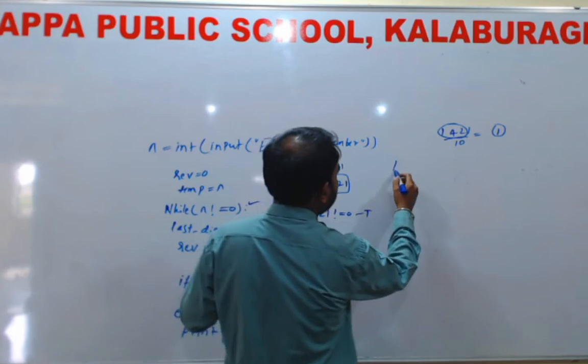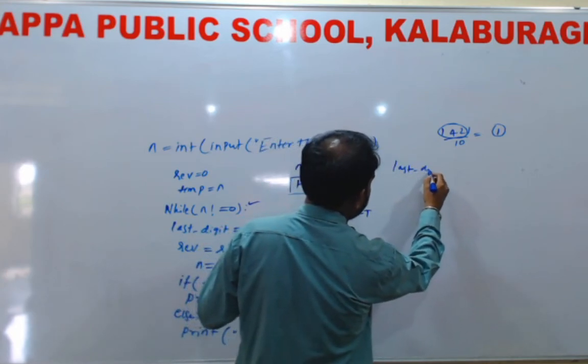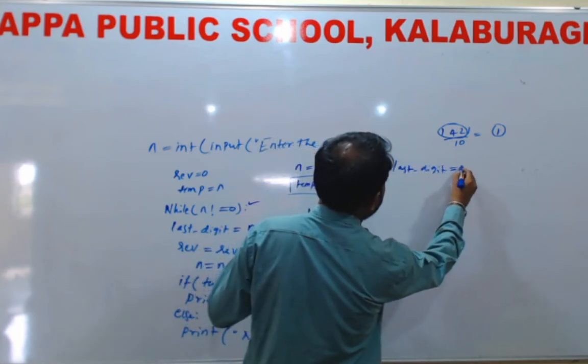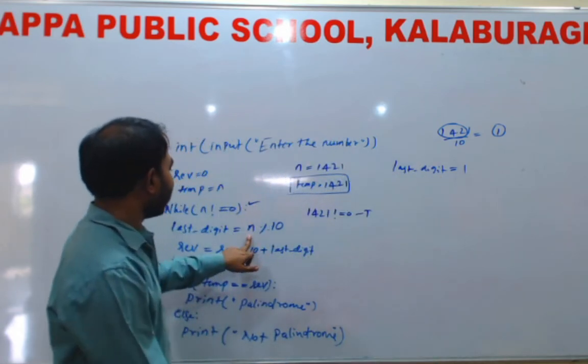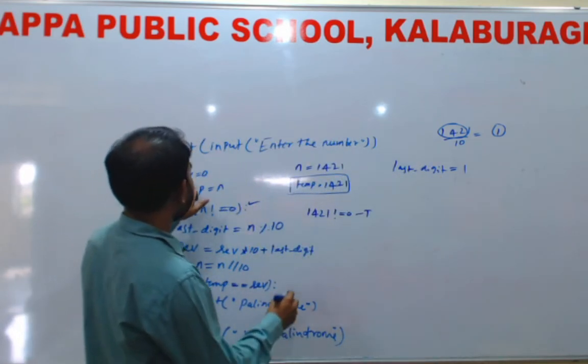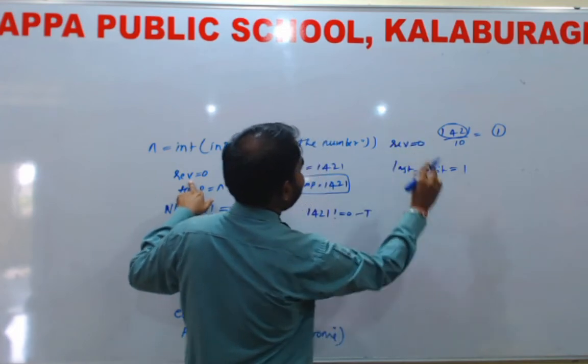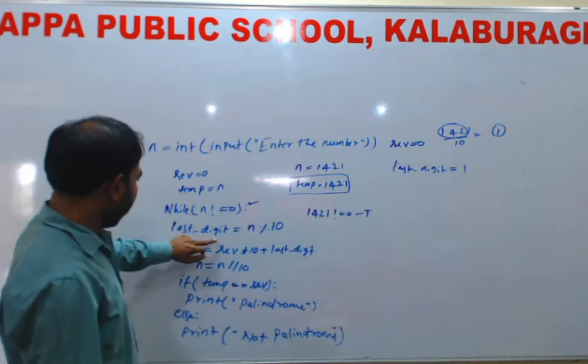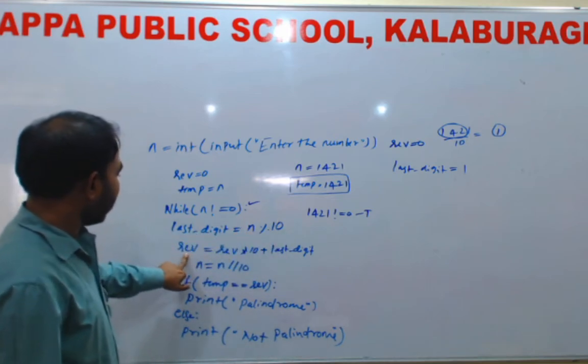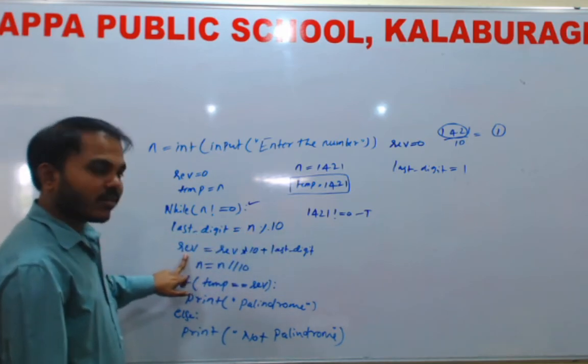So the last digit is going to be what? 1 now, right? Initially the reverse value is 0. So let me take the reverse value here. And the last digit till now we came here. Next what? So we have to calculate this formula.